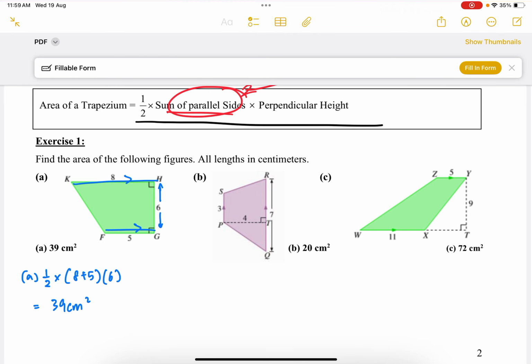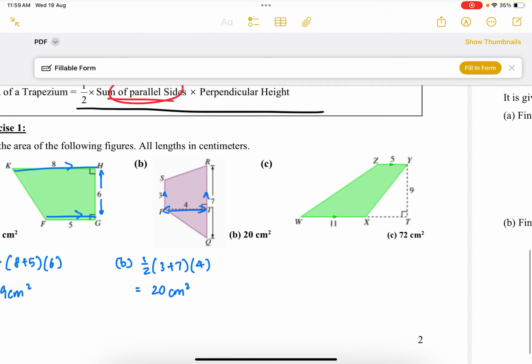That's for part A. Then in part B, again half times the sum of the parallel sides. You can see that it is 3 and 7. Perpendicular height will be 4. So 10 times 2, 20 square centimeters. And then the last one, very weird looking trapezium, but it's okay. So half times the sum of the parallel sides, we have 11 and 5. Perpendicular height will be 9. So 8 times 9, 72 square centimeters. Direct application of the formula.